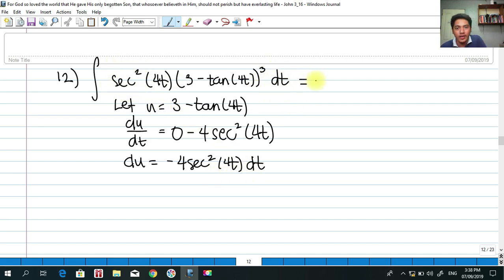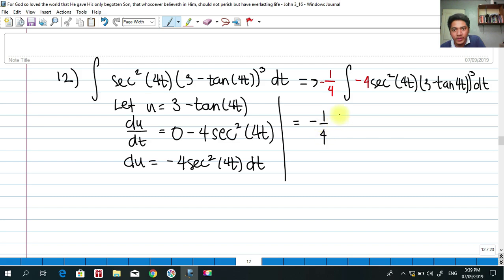So we're going to offset again a value of, let me just change my marker here. We have negative 4, so we need to insert negative 4 here as our correction factor, and outside of the integral, negative 1/4, the reciprocal of what we had added. So we have secant squared 4t, 3 minus tangent 4t raised to 3 dt. And we can now perform the u substitution.